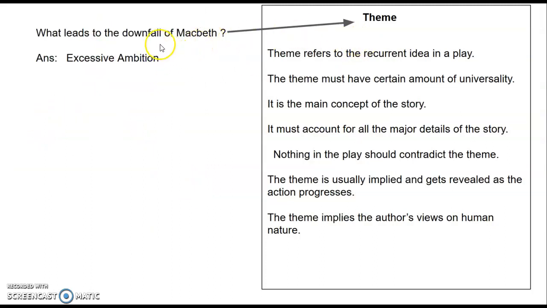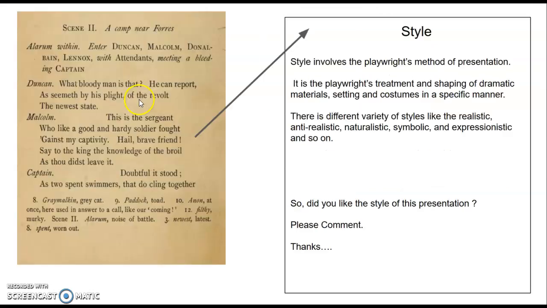Now if someone asks you what leads to the downfall of Macbeth, your answer will be very simple: excessive ambition. And this is what is called theme of a drama. Theme refers to the recurrent idea in a play. The theme must have a certain amount of universality. It is the main concept of the story. It must account for all the major details. The theme is usually implied and gets revealed as the action progresses. The theme implies the author's view on human nature. So apart from this simple excessive ambition, there are several other themes that can be found in Macbeth.